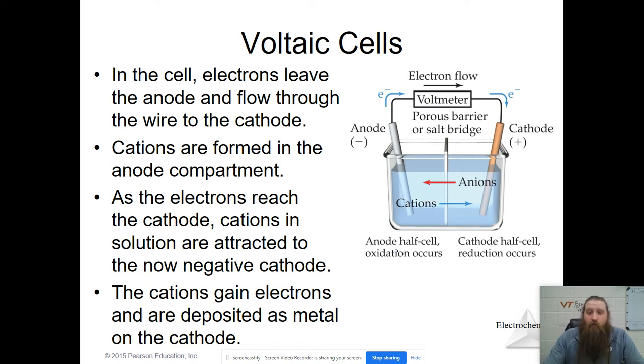Cations are flowing from the anode compartment where they're made, to the cathode compartment where they are deposited. Anions are made in the cathode compartment and are flowing to the anode where they're going to be deposited. You could also have this with a salt bridge, right, which would look something like that. Okay? We call both sides of this a half cell. Right, so that's something that we'll see.